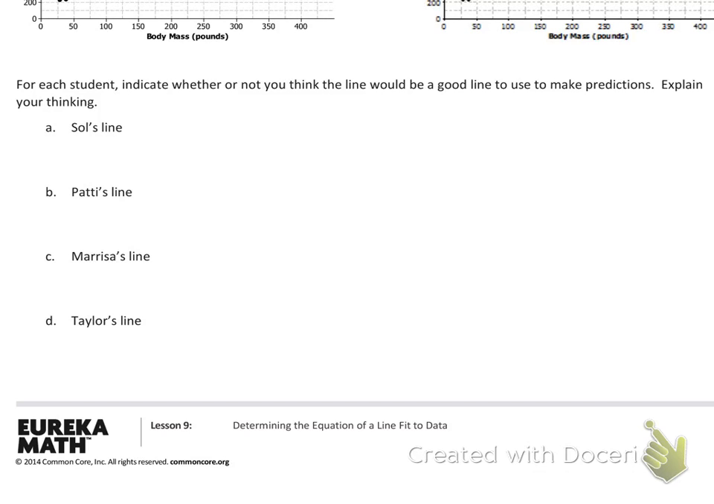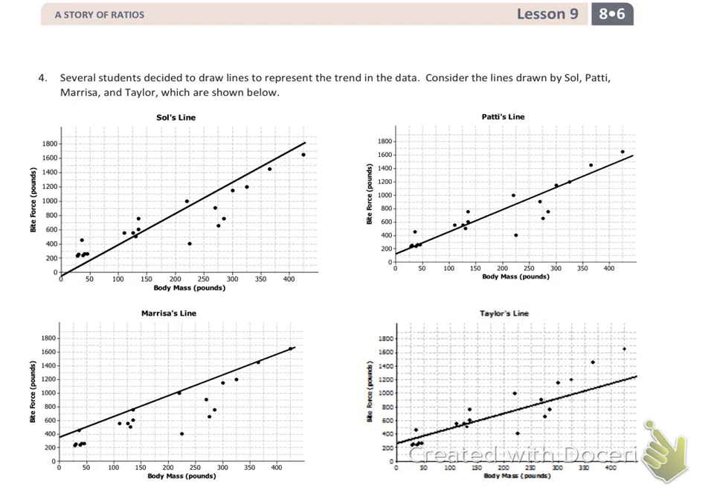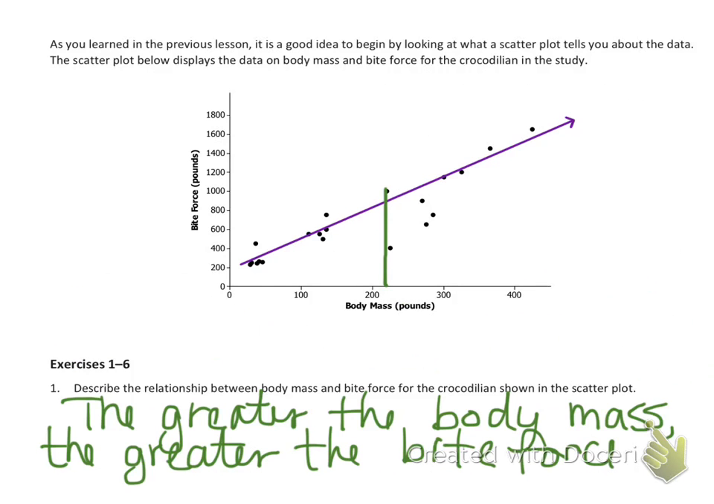Okay, so let's go back. Let's move on. What is the equation of your line? Show the steps you used to determine your line, and then based on your equation, what is your prediction for the bite force of a crocodile weighing 200 pounds? All right, so in order to write the equation of your line, you're going to have to go back and look at it. So here's mine.